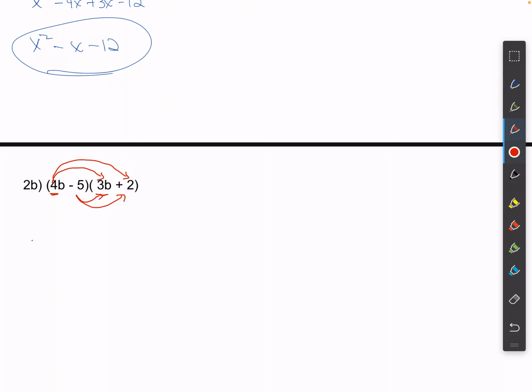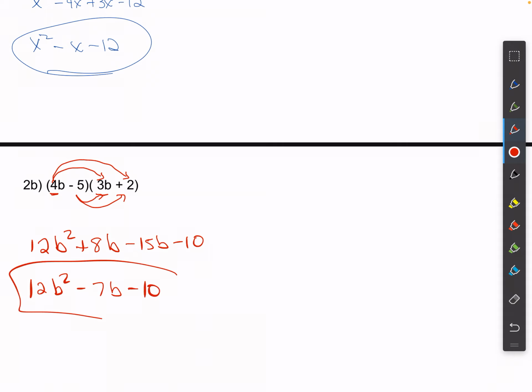And you should be getting 12b squared plus 8b minus 15b minus 10 when you do that. Because you should always get those 4 pieces when you're multiplying a binomial by a binomial. And that simplifies to 12b squared, 8 minus 15 is going to be negative 7b, all right, then minus 10. There's your answer.